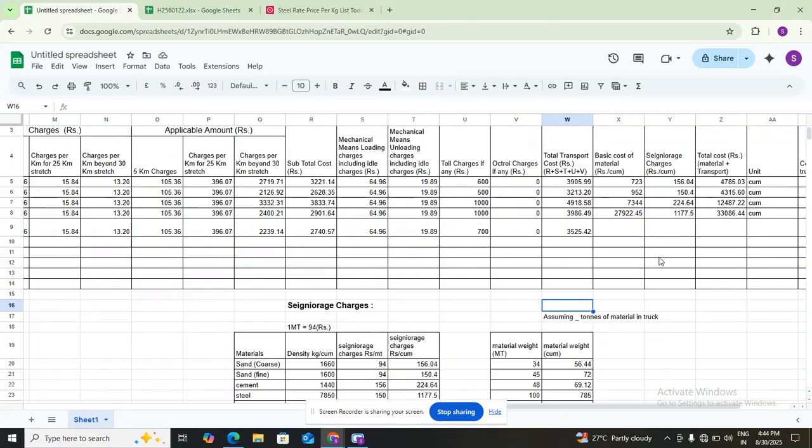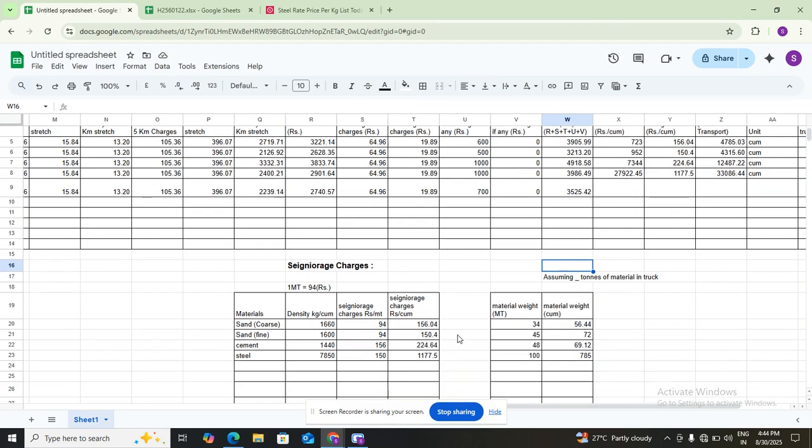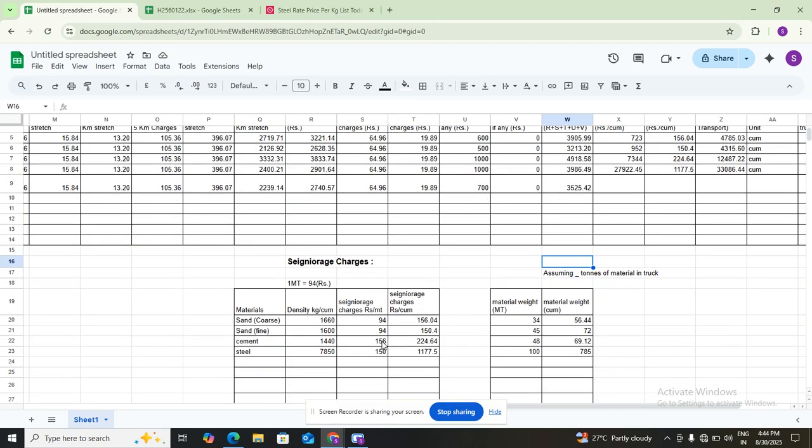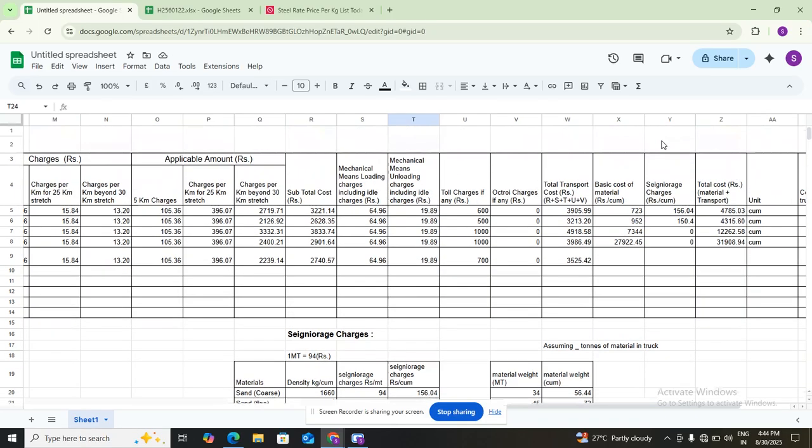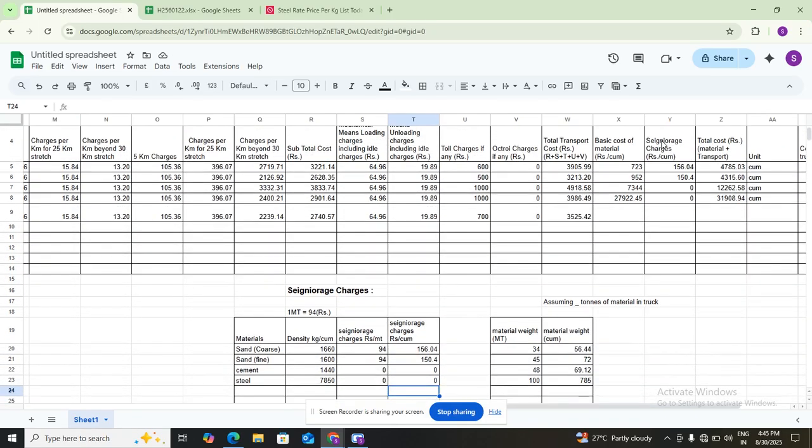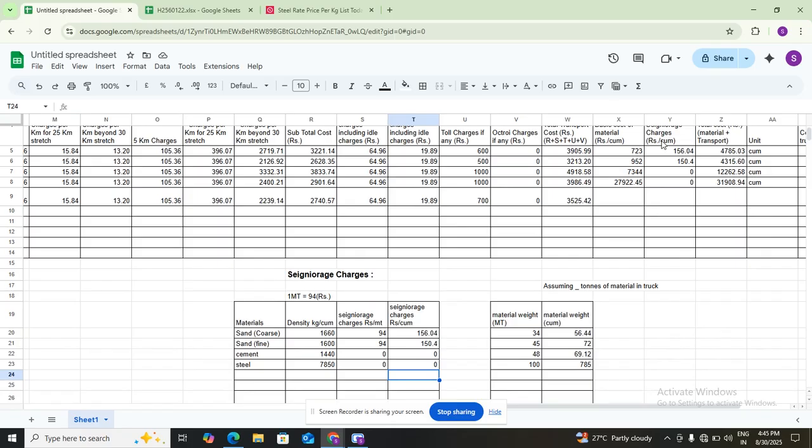One more thing, guys, don't keep seigniorage charges for the cement, keep it zero, because they are already included. Steel and cement already have seigniorage charges included. There is no seigniorage charge present for the cement. Okay, please correct it. First correct that.